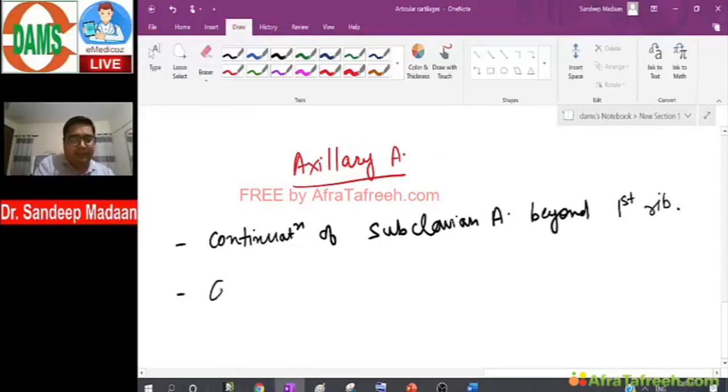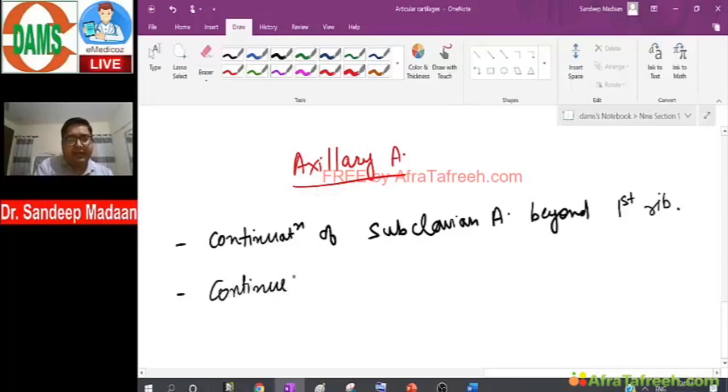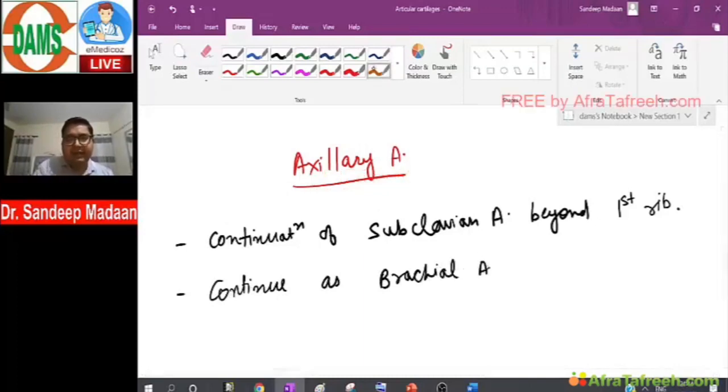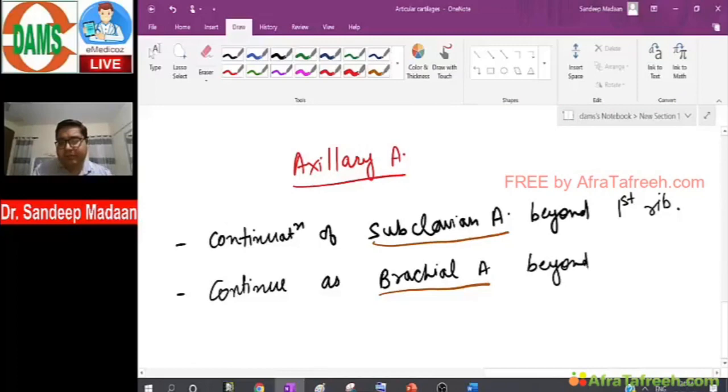Second point, the same artery will continue as brachial artery. So this is a continuation of subclavian artery. It will continue as brachial artery beyond which muscle? Beyond the teres major muscle.